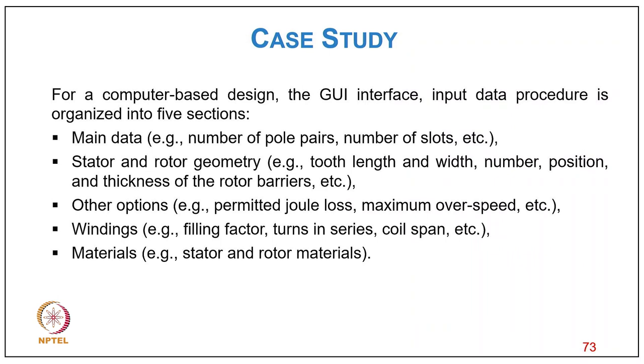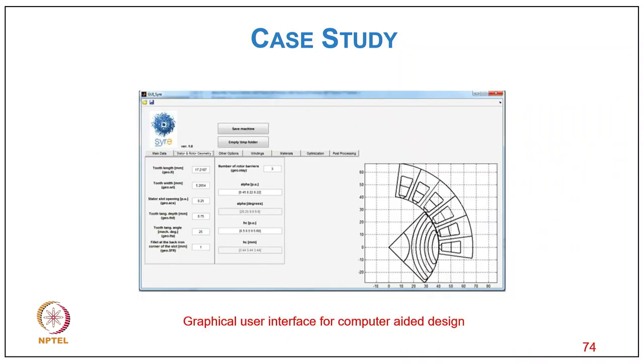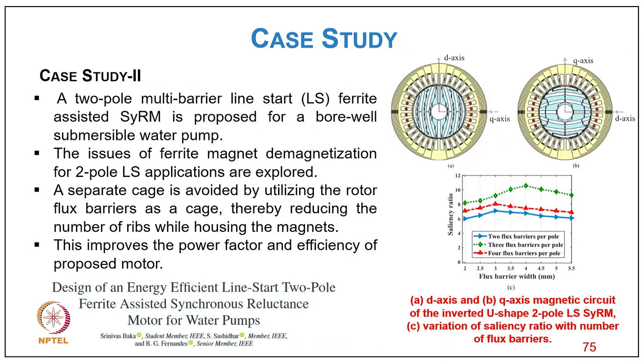Now coming to the computer based design, the GUI input data procedure is organized into 5 sections: the main data, such as number of poles, number of slots, etc.; stator and rotor geometry, that is tooth length and width, number, position and thickness of the rotor barriers, etc.; other options like permitted joule loss, maximum overspeed, etc.; winding, such as filling factor, turns in series, coil span, etc.; and materials like stator and rotor material. And this is typically the graphical user interface for computer design. So you can give typical geometry and data.